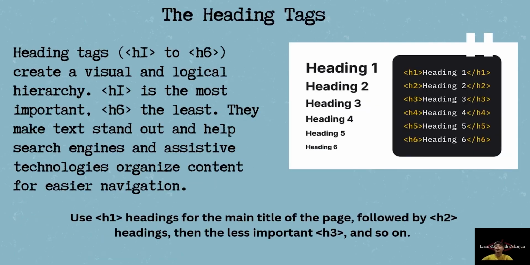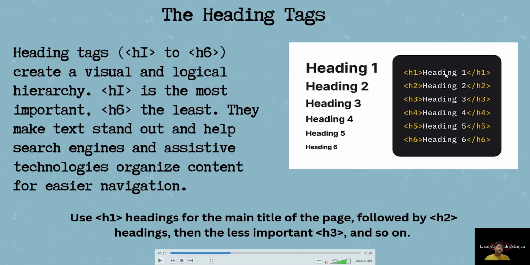Okay, the headings, the heading text. The heading text has levels 1 to 6. H1 is the most important. I mean if you use H1 in any kind of content, the browser will show that content as the most important thing. And H6 is the least. They make text stand out and help search engines and assistive technologies organize content for easier navigation.